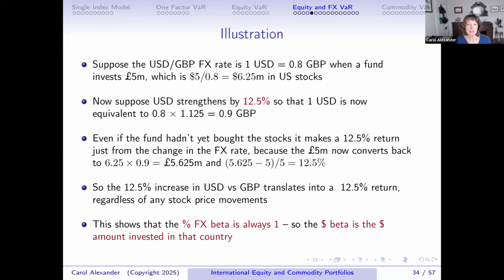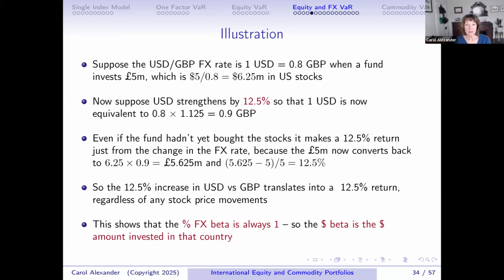So suppose the USD GBP FX rate is $1 equals 80 pence. When a fund invests, say, 5 million, in other words, okay, so it's a UK fund, it invests 5 million sterling and it converts that sterling to $6.25 million at the exchange rate of 1 to 0.8.